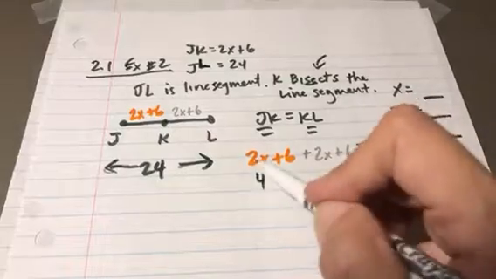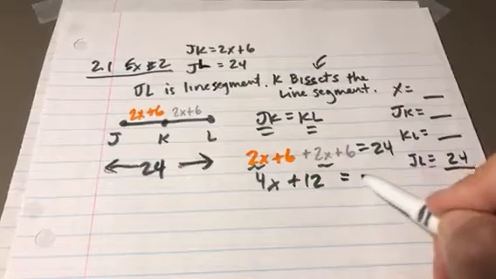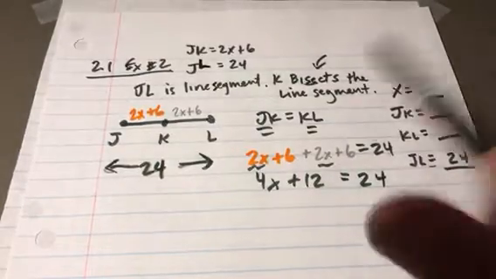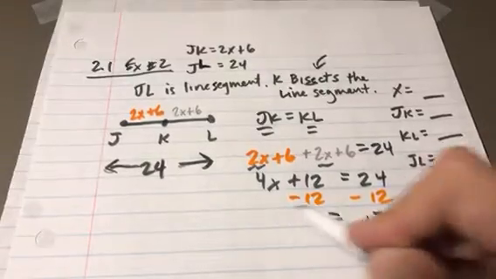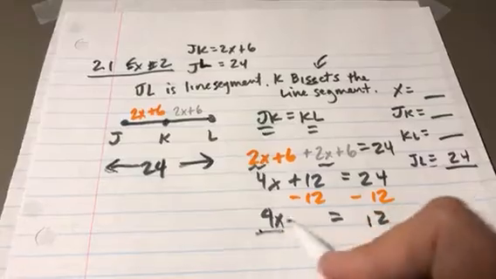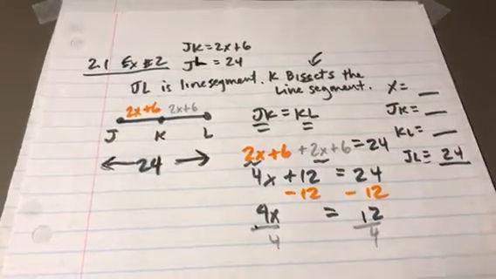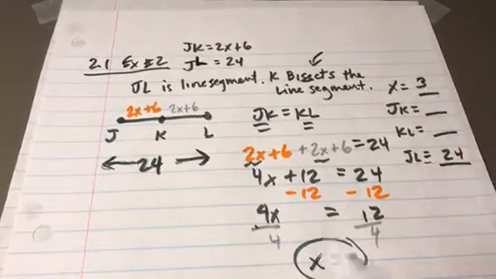Now let's do the algebra. When we combine, copy down, subtract 12 on both sides, divide by 4 on both sides. Okay, x is 3. Not done, but I'm getting there.